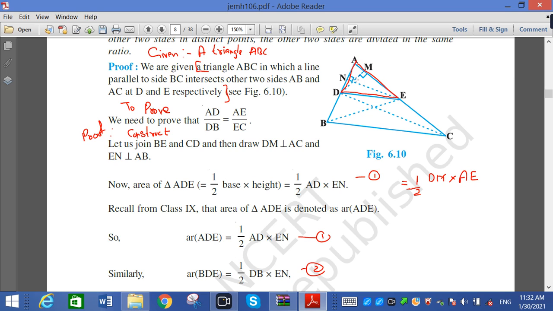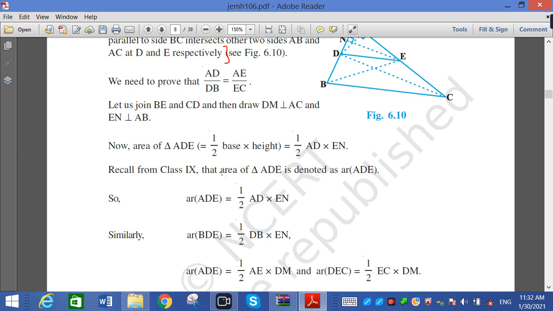We can also write half into AE and DM. And here you will see another triangle, here another triangle, that is BEC. Again the area formula: base EC and altitude DM. Now let me check that.